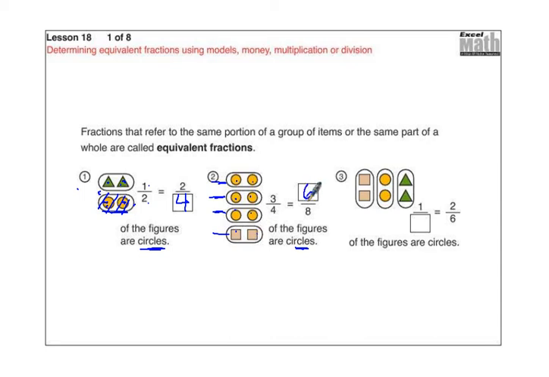So the answer is 6. 6 out of 8 are circles. Pause the video, do number 3 on your own, and then turn it back on to see the solution.